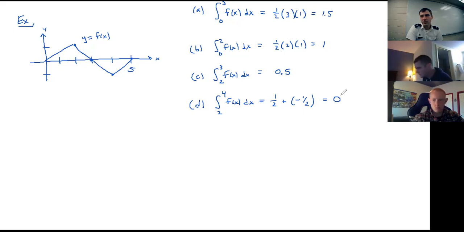If I was thinking in terms of velocity, and this was my velocity function, I was going positive velocity in exactly the same way that later on I was going negative velocity. So it kind of makes sense. I just went out and back with a 0 displacement.